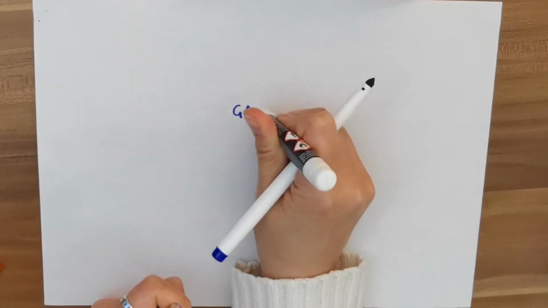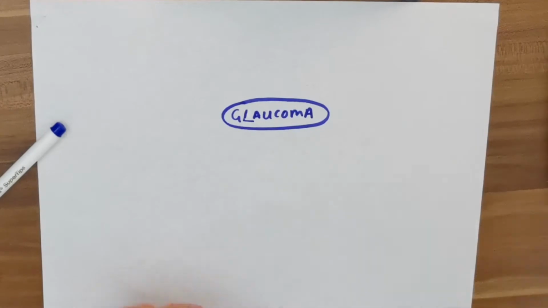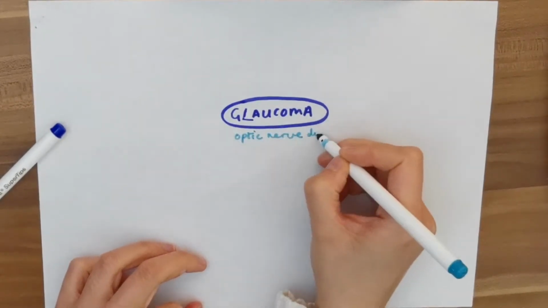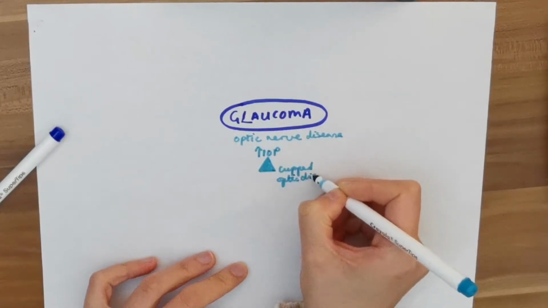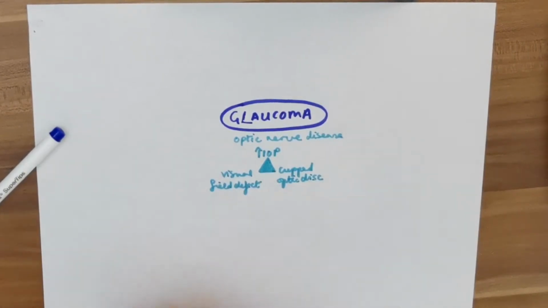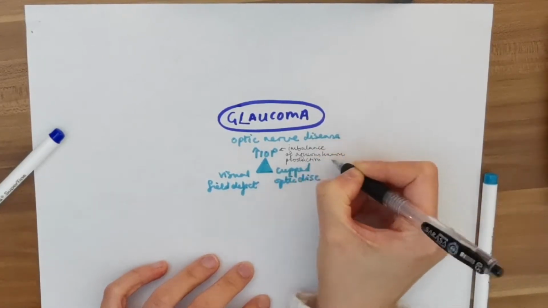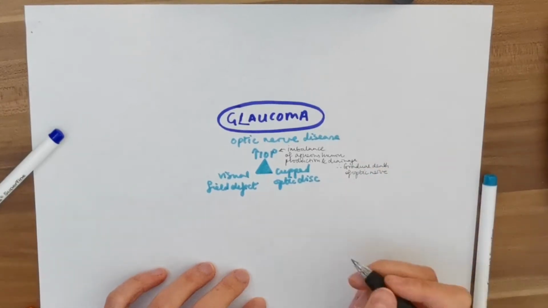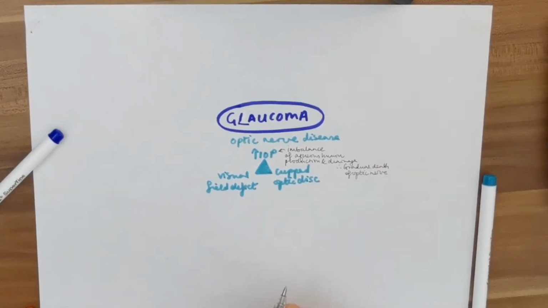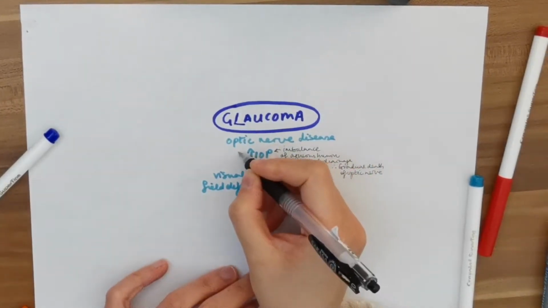Welcome back. In this video we're going to talk about glaucoma, which is an optic nerve disease. It's characterized by a triad of high intraocular pressure, cupped optic disc, and visual field defect. High intraocular pressure is caused by the imbalance of aqueous humor production and drainage, which causes gradual death of the optic nerve. Without that, it is called normal pressure glaucoma.